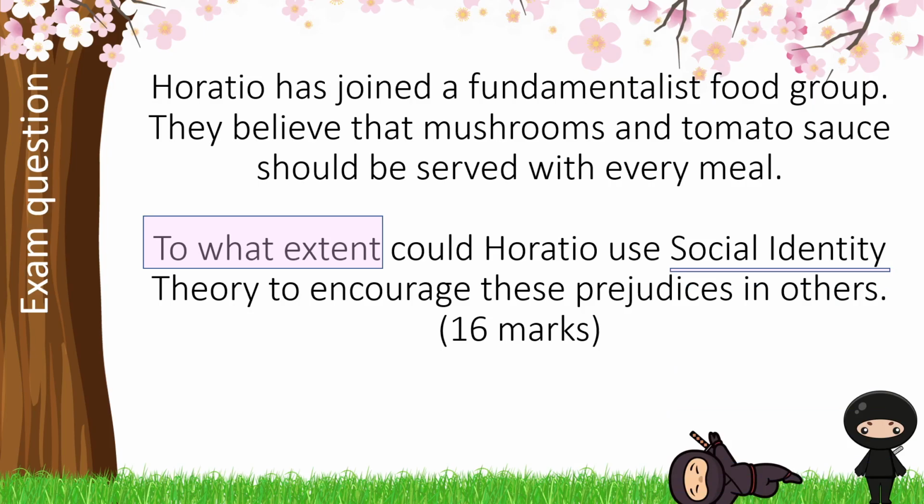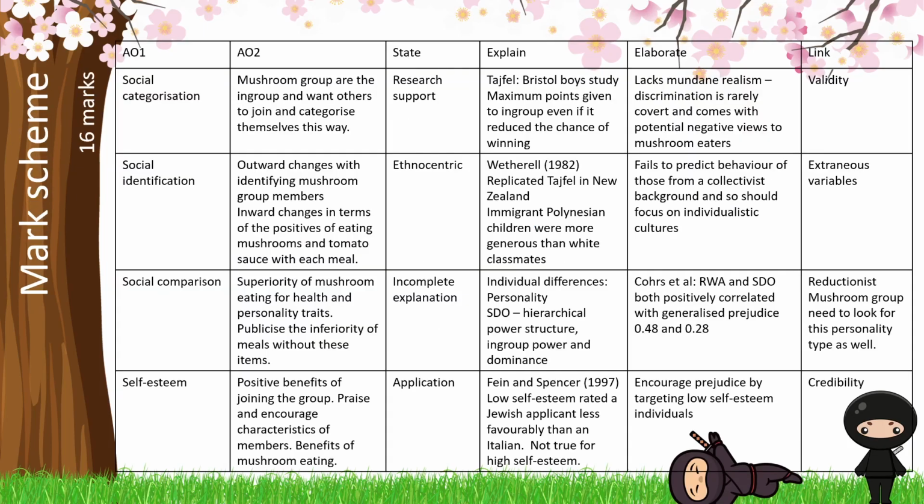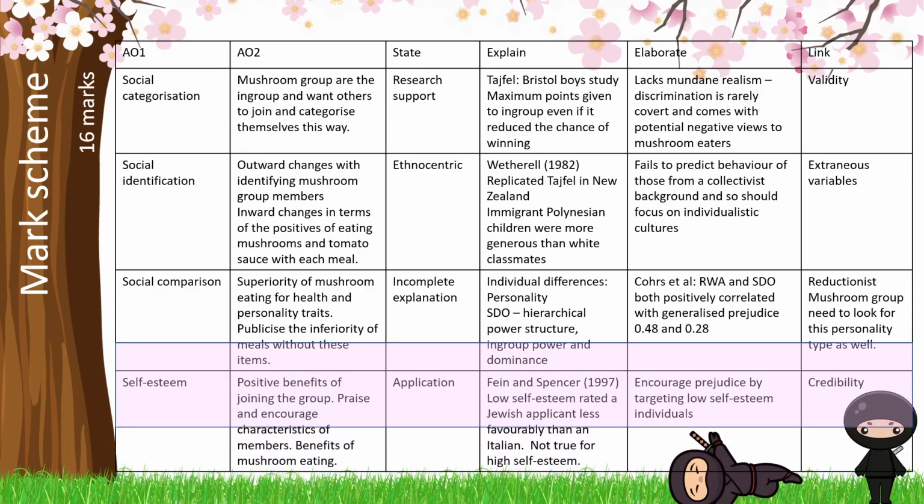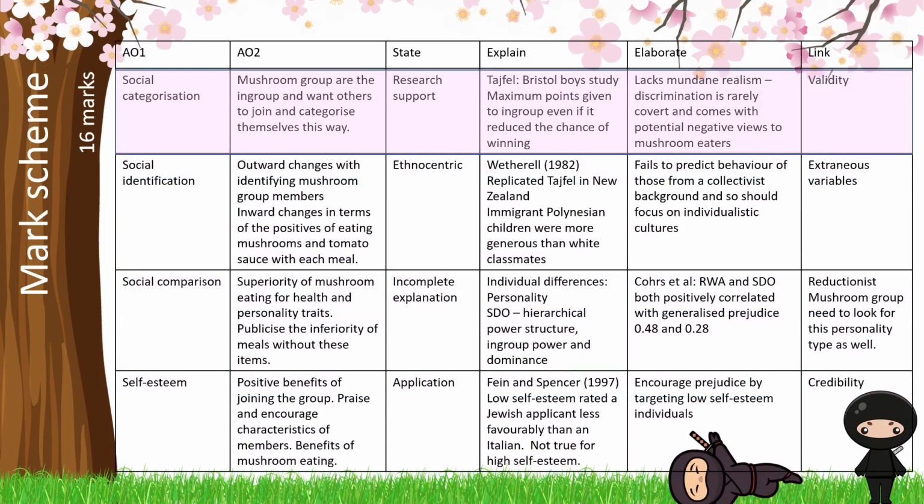We're still talking about social identity theory, so everything we've talked about today is relevant. And this time we're talking about Horatio and wanting to get people to join his prejudices in terms of mushrooms and tomato sauce being served with every meal. So within this exam question, what we're looking to do is ensure that we have application in both our explanation but also in our evaluation, and that's going to make us stand out from many other candidates.